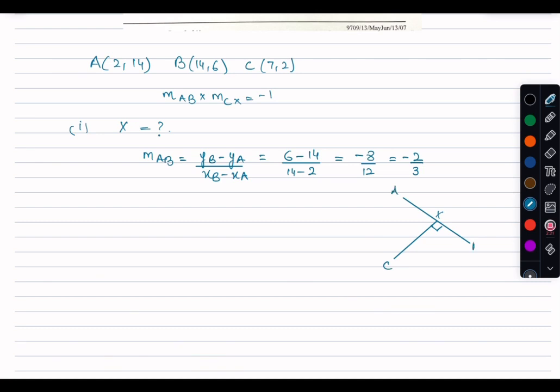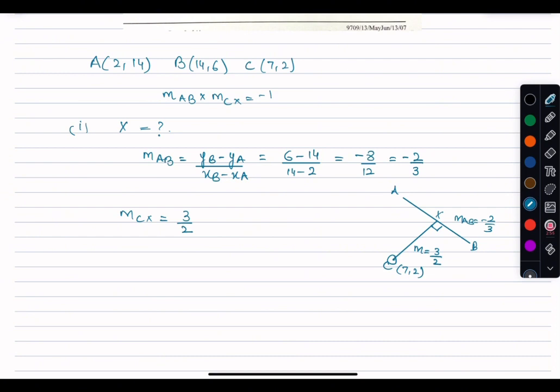I should know that if the gradient of AB is equal to -2 by 3, then the gradient of CX should be equal to +3 by 2. It has to be the negative inverse. So I have the gradient of CX, which is equal to 3 by 2 here. I have the coordinates of C: 7, 2.